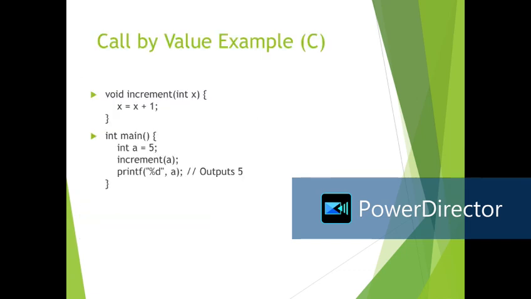Call by value example. Here's a contrasting example. void increment(int x) { x = x + 1; }. In the main function: int a = 5; increment(a); printf("%d", a). Output is 5. Why does it still print 5 even though we incremented it inside the function? Because x is just a copy of a. Once the function ends, x disappears. It never changes the original. Call by value protects the original data. It's safe but limits modification unless we return a value or use pointers.